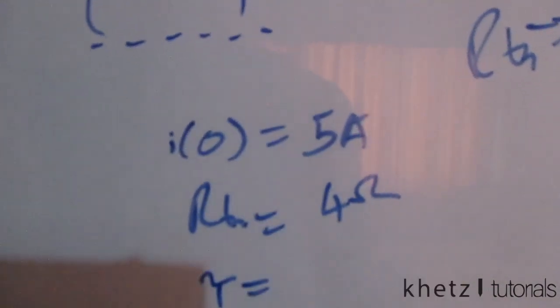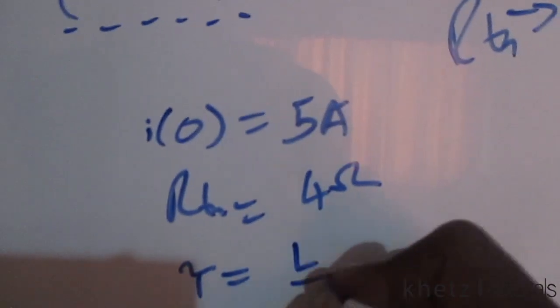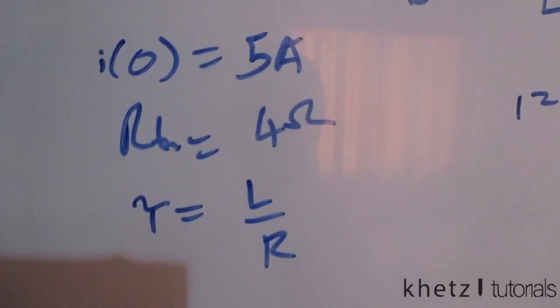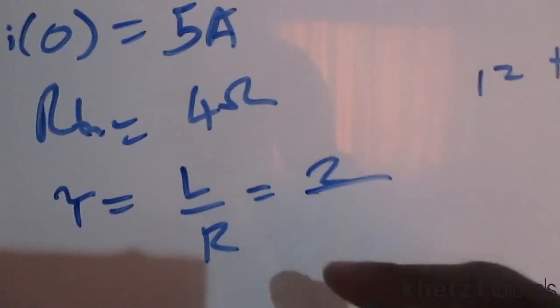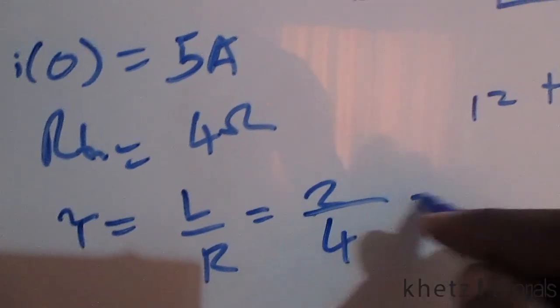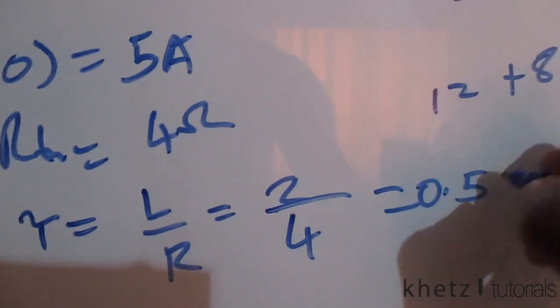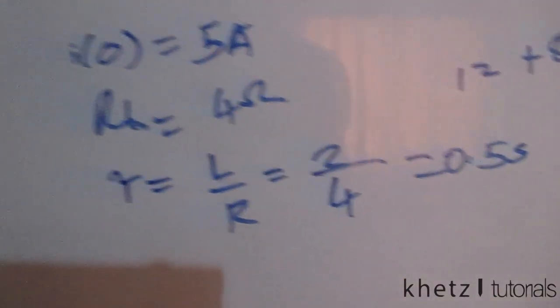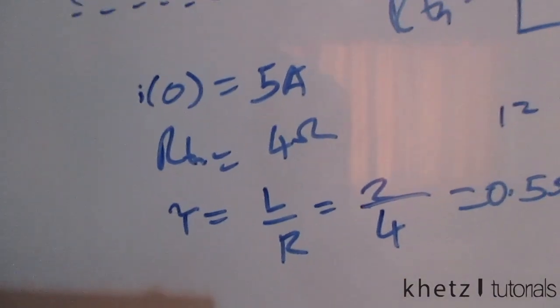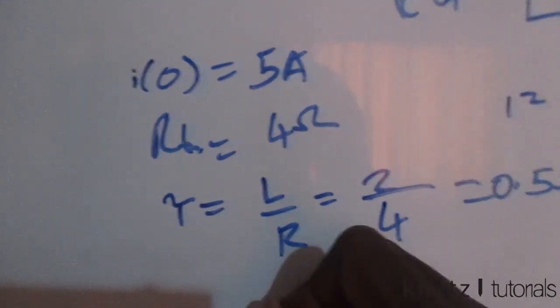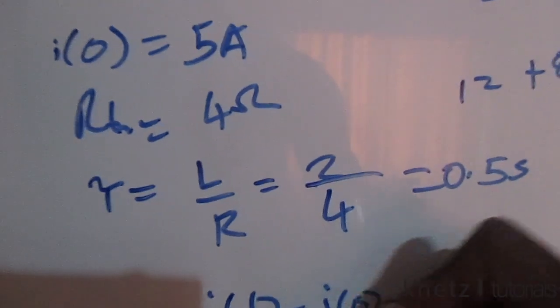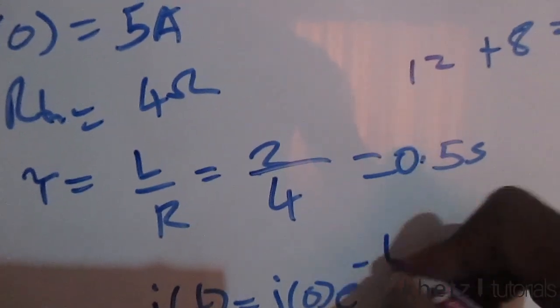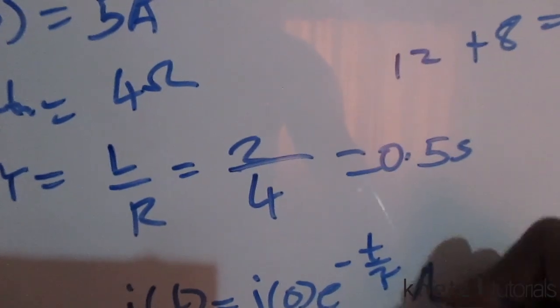The time constant for an RL circuit is L divided by R. The value of the inductor given to us in the question is 2 henries. So we substitute that there, and we substitute our R_TH, which is 4. So we have 0.5 seconds as our time constant. We now have all the values which go into the formula for i(t). So i(t) is equal to the initial condition times e to the power negative t divided by the time constant, in amperes.